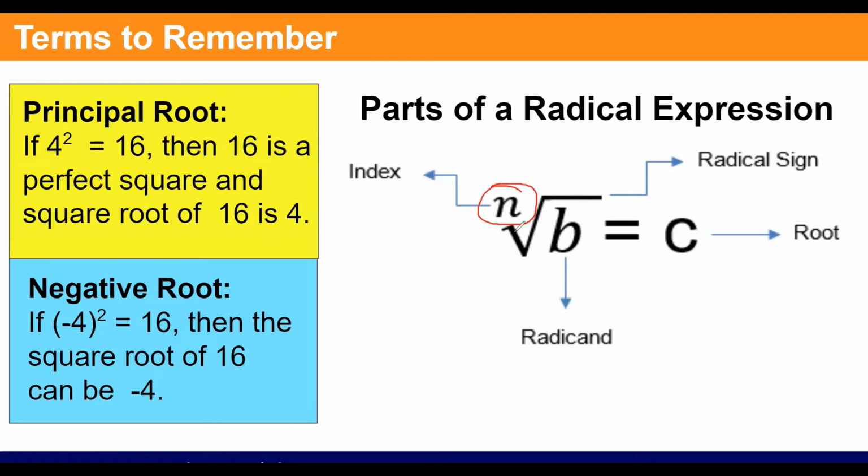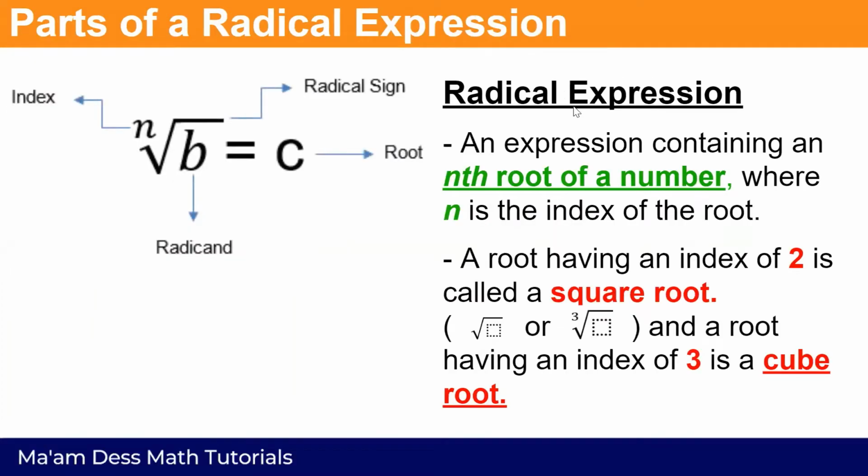And then, ang symbol po na ito, ayan, ang tinatawag pong radical sign. And then, yung nasa loob po ng radical sign, ang tawag po natin dito ay radicand. And then, yung answer natin sa square root, ang tawag po natin doon ay root. Okay, the next one, radical expression.